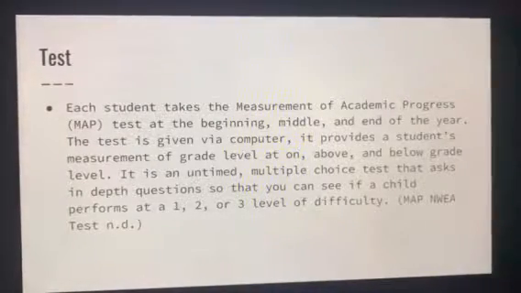So the test that I was talking about was the MAP test. Each student takes it. It's the Measurement of Academic Progress test. They take it at the beginning, middle, and end of the year. It's given on a computer, and it's a multiple choice, untimed test. But kids typically take about 60 minutes per area to take it.